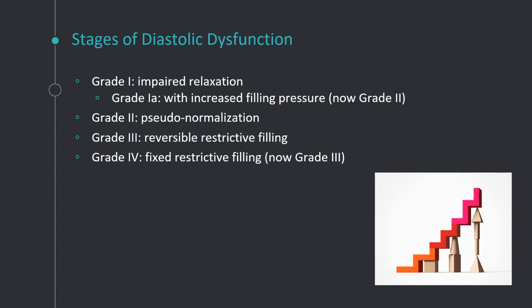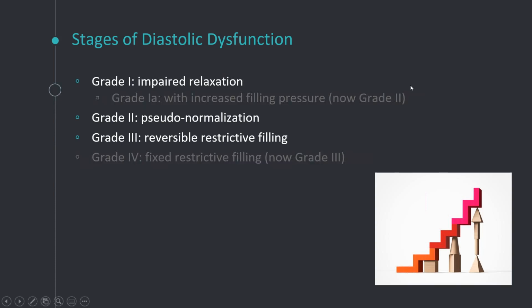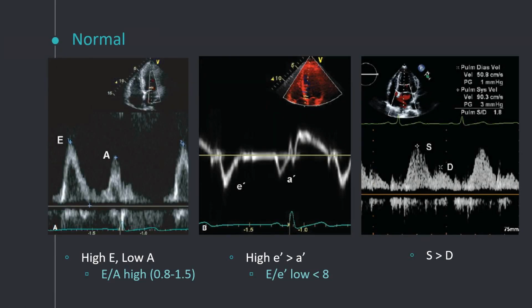And grade 4 used to be irreversible restrictive filling, but in the most recent guideline, they actually combined grade 1A into grade 2. So grade 1 would be normal filling pressure, and grade 2 would have the increased filling pressure. And grade 4 was just bunched together with grade 3, so it's just combined restrictive filling nowadays. So now we have the more simple grade 1, 2, 3 grading. And we're going to go through how that looks in terms of the parameters that we were talking about.